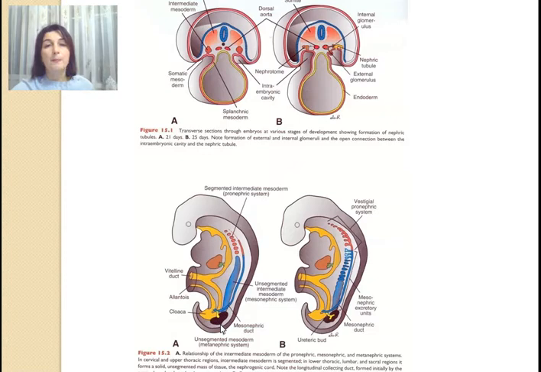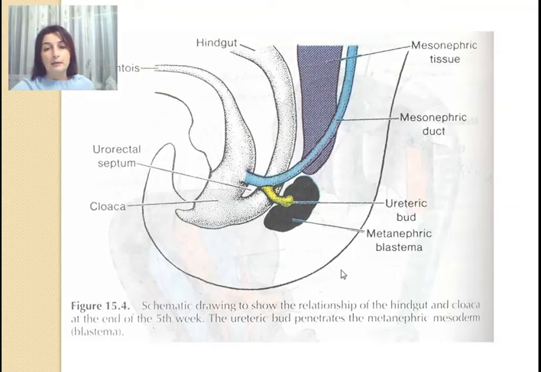It will be the definitive kidneys, which develop from the metanephrogenic blastema, and ureters, which will grow as outgrowths of the cloaca, that will form the ureteric bud, which grows into the metanephric blastema.